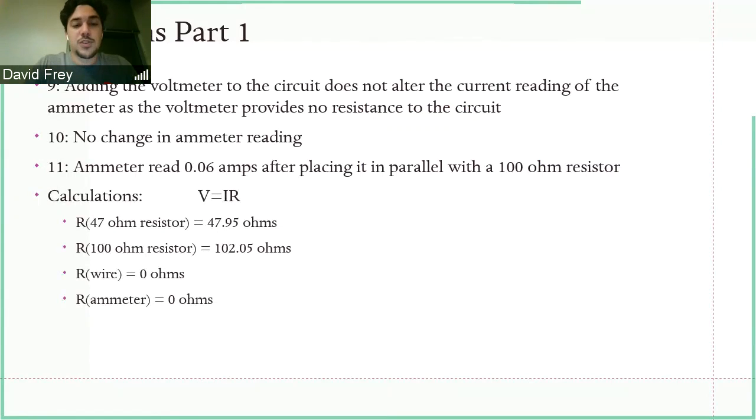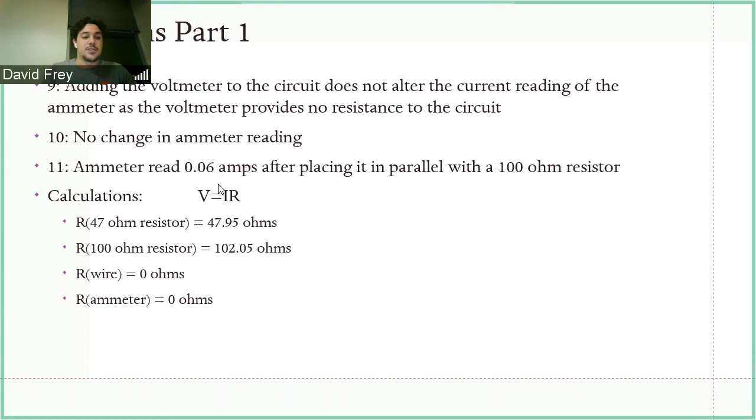So, questions part 1, because this section did come with its own separate ones. Adding a voltmeter to the circuit, we found, did not alter the current readings of the ammeter, as the voltmeter does not provide any resistance to the circuit. In addition, for the next part, we still found no change in our ammeter reading. And for the final part, it was asking what happens if you place the ammeter in parallel with the ohm resistor. We found that it was reading 0.06 amps after placing it in parallel.